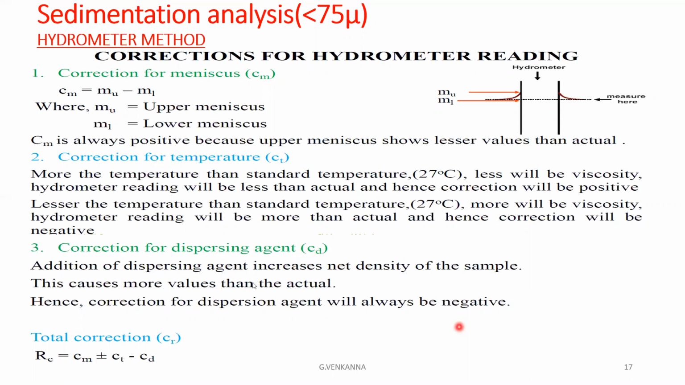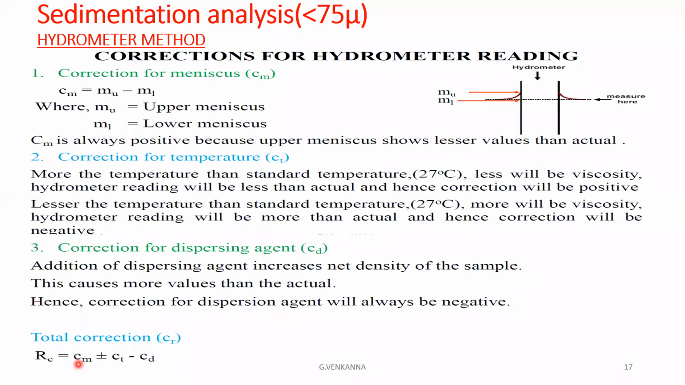Okay, the additional dispersing agent increases the density of the sample. Whenever the density of the sample increases, this causes more values than the actual. So the correction for the dispersing agent will mostly, and should, be negative only. In order to find the individual corrections, we have to find out the total correction. So, meniscus correction.